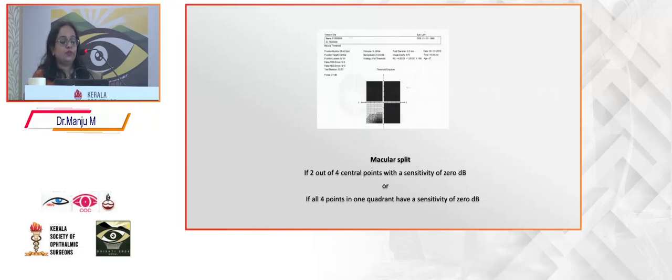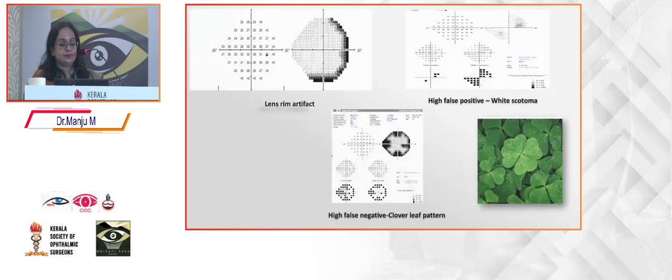If there are 2 out of 4 central points with a sensitivity of 0 decibel, or if all the 4 points in one quadrant have a sensitivity of 0 decibel, you say that there is a macular split. That's most commonly done before any glaucoma surgeries. And look for any artifacts.